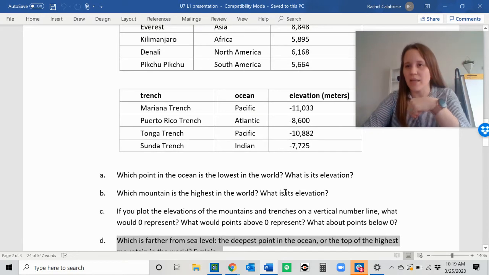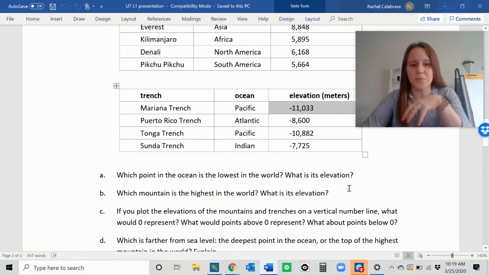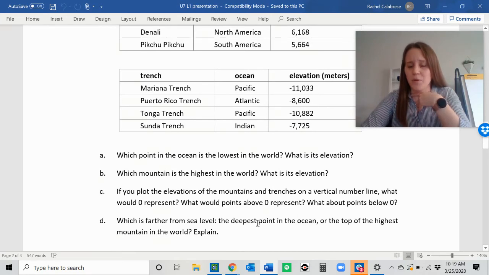The deepest point, the one that's farthest down, is going to be the one that has the biggest absolute value. If it were positive, what would be the biggest number? So that's going to be this Mariana Trench right here. That's the deepest point. So this question is asking us, what's farther from sea level, the deepest point in the ocean or the top of the highest mountain?